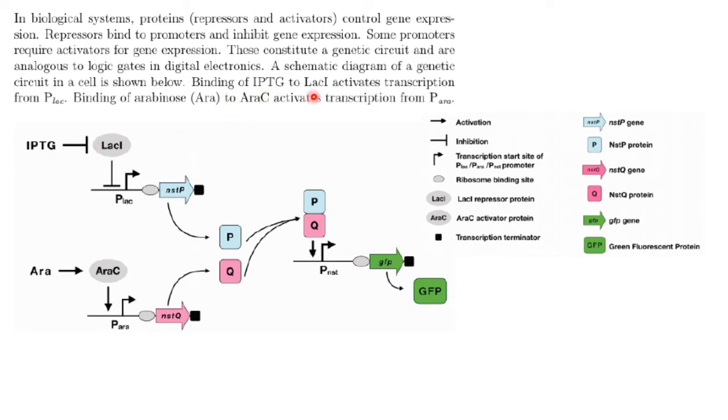Binding of IPTG to LAC-I activates transcription from PLAC. Now IPTG will bind to LAC-I and it will prevent binding of LAC-I to the PLAC promoter, and this will result in the synthesis of the protein P. Similarly, arabinose will activate ARA C, it will bind to the promoter PARA, and this will result in the synthesis of the protein Q. Now P and Q, they both together bind to PNST and it will result in the production of green fluorescent protein or GFP. So both P and Q are required for the production of GFP.